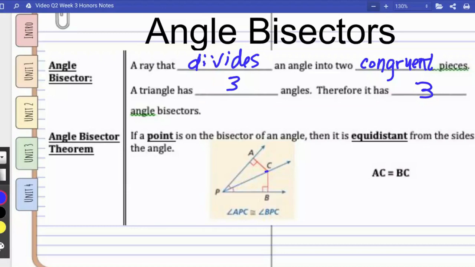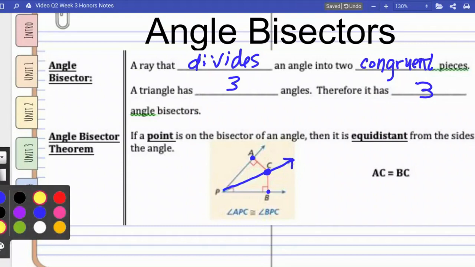So when I look at this picture, I'm going to put point C on my angle bisector. Well, it's the same distance away. C is the same distance away from A as it is from B. And if you notice, when I'm looking at distance, it's forming that right angle. And we talked about the shortest distance between a point and a line in Unit 1 is going to be at a 90-degree angle or perpendicular to.